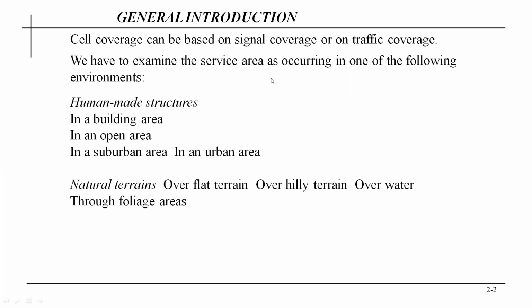To achieve signal coverage or traffic coverage, the geographical area of the cell must play an important role here. Generally, the area is considered circular or hexagonal, right? But practically, that is not the case. The areas are of irregular shapes, right? Some of them are hilly areas, or there are water bodies or rivers.